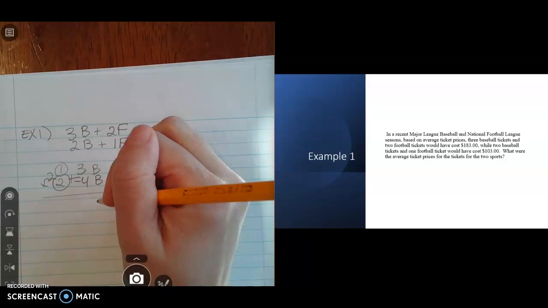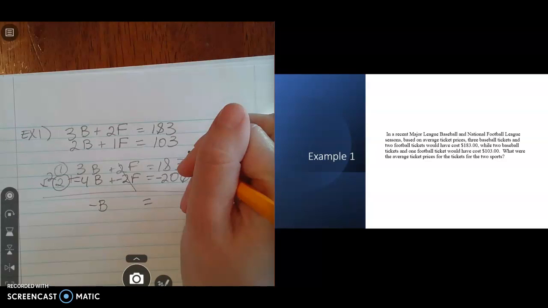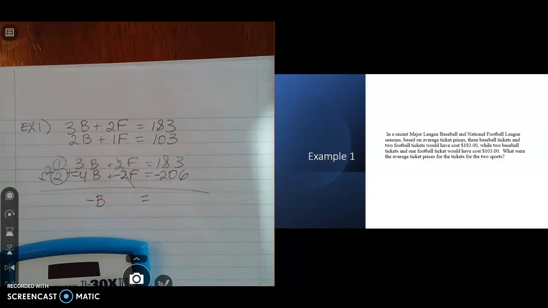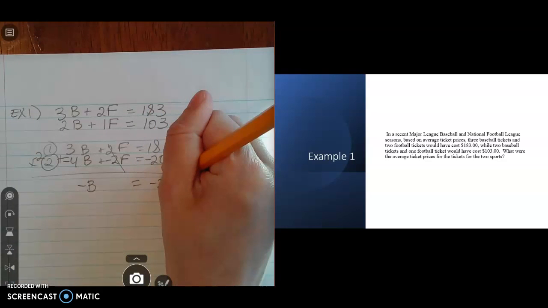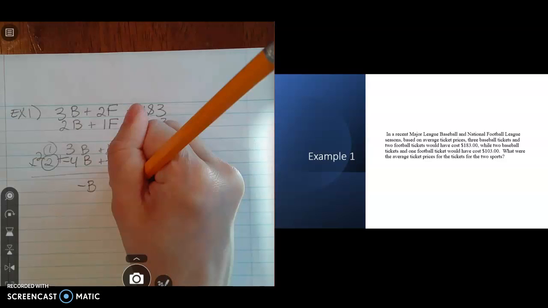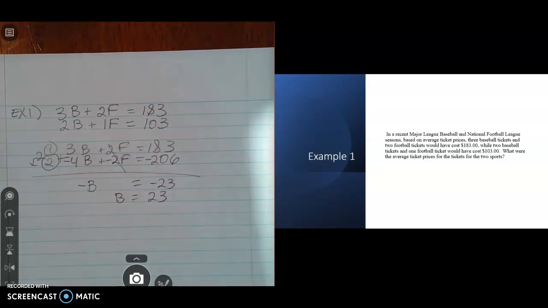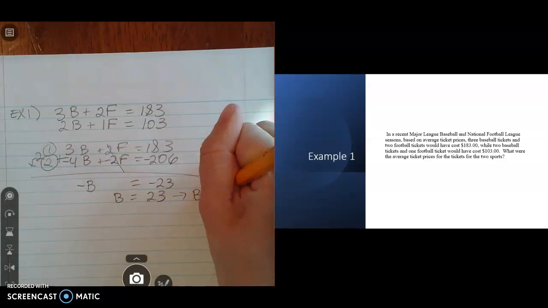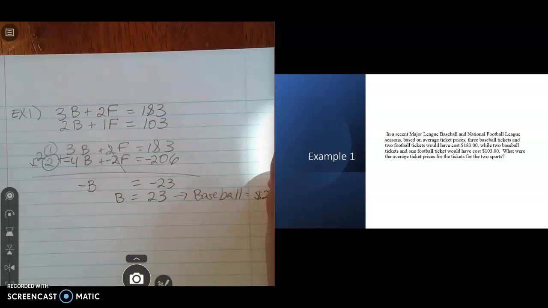If I add those equations together, those f's cancel out. 3b plus -4b is -1b. And if I do 183 minus 206, I get -23. I'll divide both sides by -1, so b equals 23. Now, of course, am I done? No, I figured out the price for a baseball ticket, though. So that's pretty good. Since I used B, I know what I just got. So the baseball tickets' average price was $23.